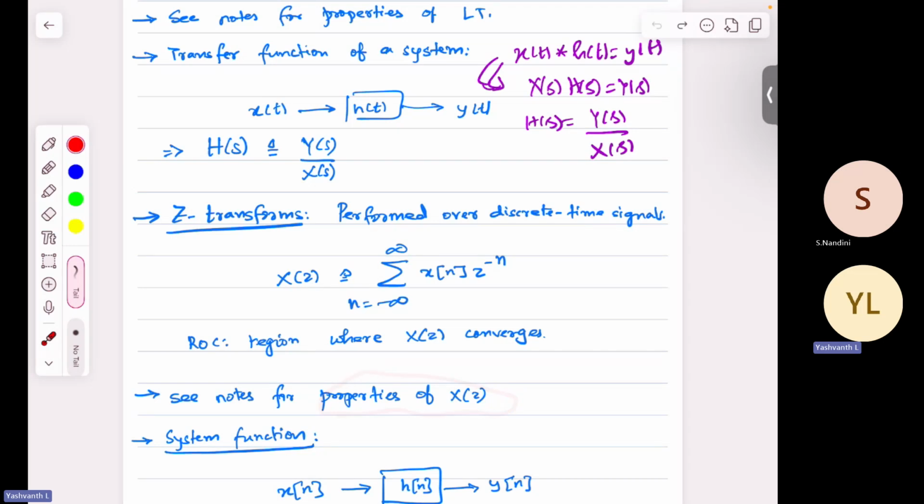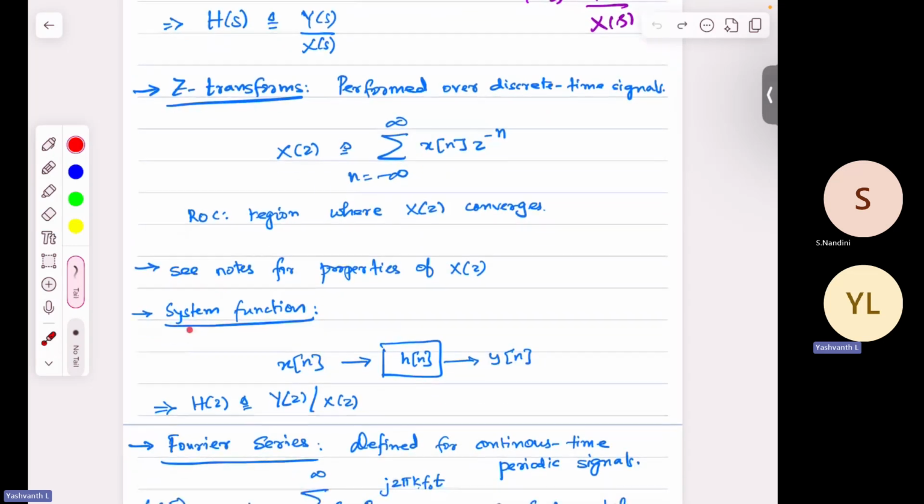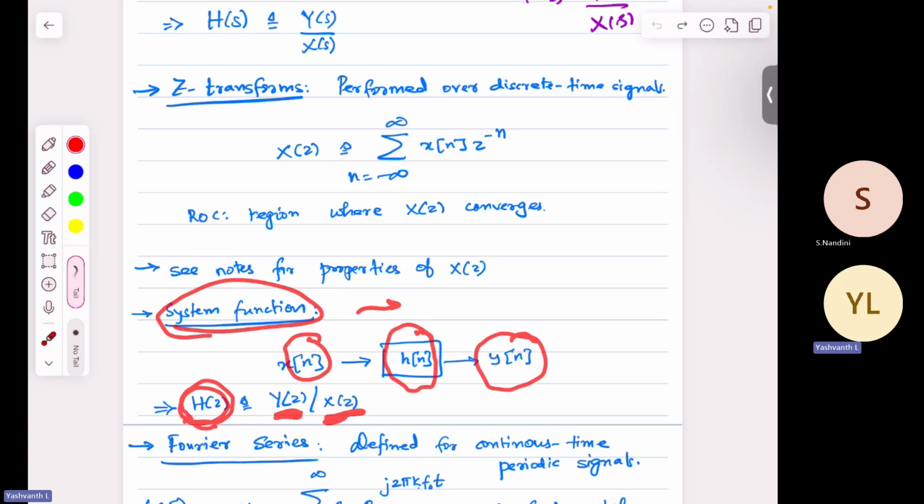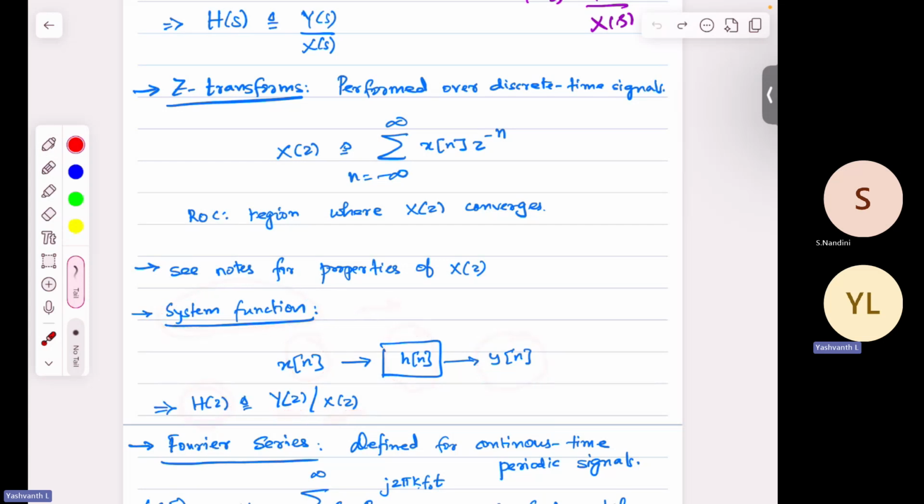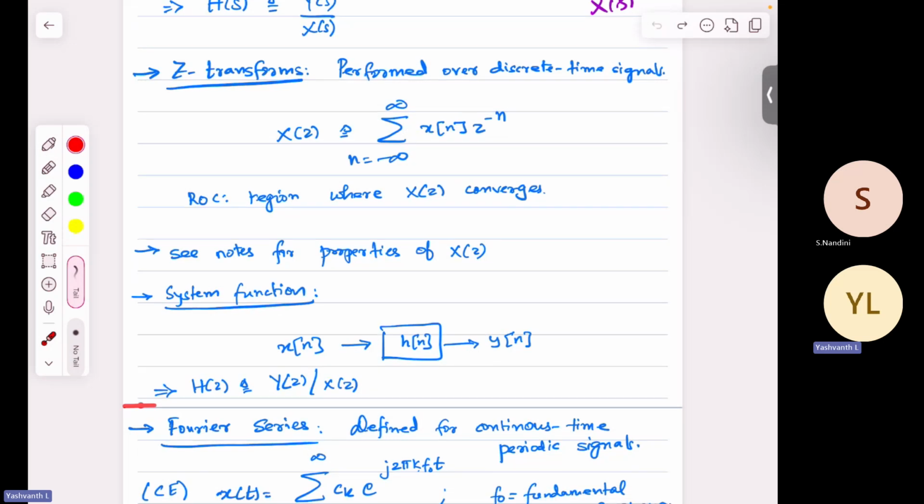Z transform. Similar to the Laplace transform, you can define what is called a system function for a discrete time system, that is, which takes x of n, a discrete time signal, as the input. Let h of n be the impulse response of a discrete time LTI system, and let y of n be the discrete time output. Then the Z transform of your impulse response, which is also given by the ratio of the Z transform of the output to the Z transform of the input, is called the system function of a given discrete time system. Okay, so that basically finishes the story for the Laplace transform and the Z transform.